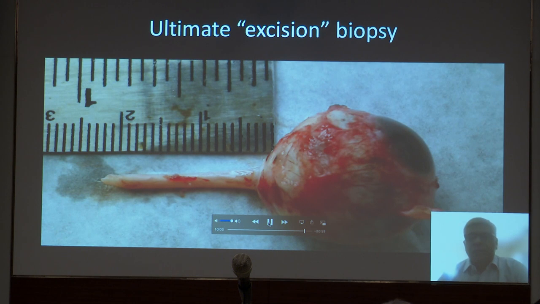The ultimate excision biopsy is enucleation. Whenever we are unable to come to a diagnosis and the eye doesn't have visual potential, there is no point in going inside and trying to risk a tumor spread into the orbit. So if there is no visual potential and the other eye is normal and there is a need for diagnosis, we can go ahead and do an enucleation of the sightless eye.